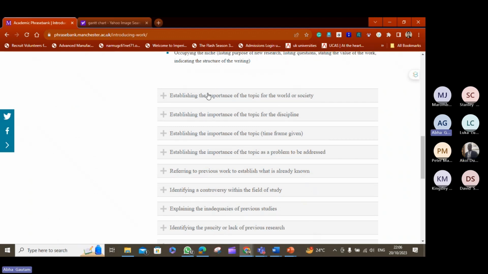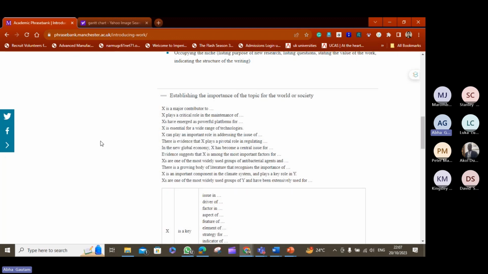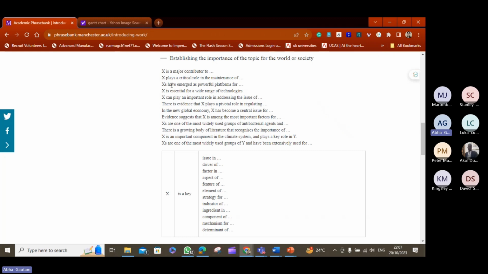For example, in your paper, let's say you have to establish the importance of your topic for the world or society. So what phrases can you use? If you click on it, you will find many phrases. You can use a person's name, let's say X. X is a major contributor to. Now let's suppose in the first line you are talking about A as a contributor, and in the second line you want to talk about B as a contributor. Can we write in a monotonous way that A is a contributor, and then again in the next line contributor, third line contributor? How many ways are there? The possibilities which can be used to present a single line in many ways.